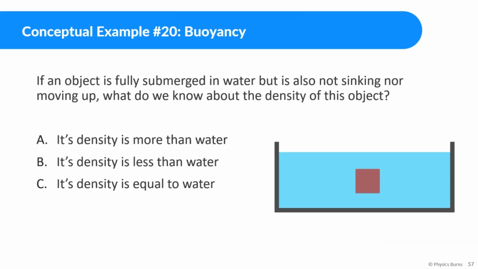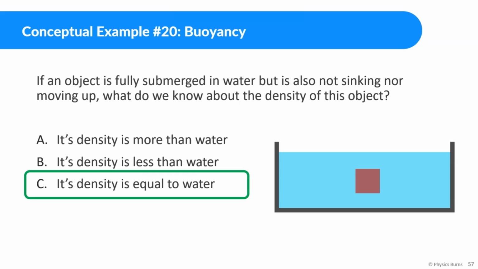Okay. If an object is fully submerged in water but is also not sinking nor moving up, what do we know about the density of this object? Okay, so we just talked about this, so this should be C. Its density is equal to water.